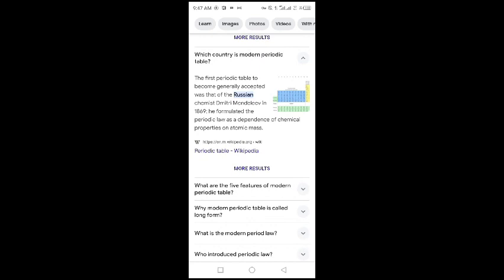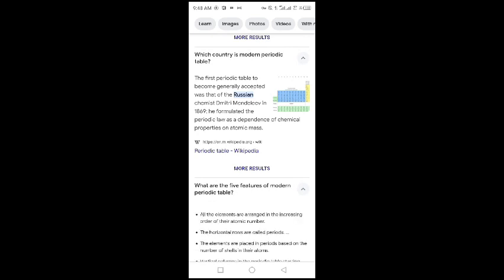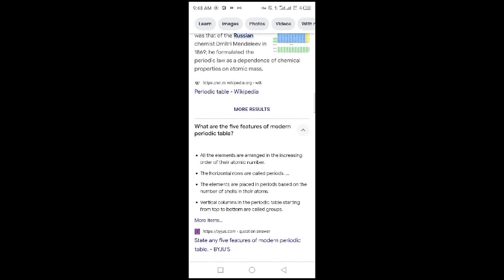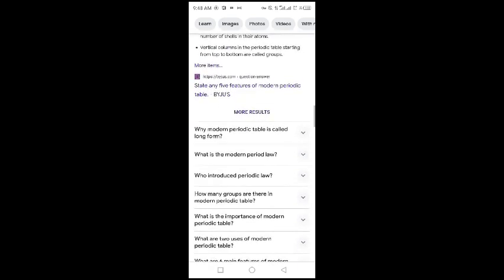What are the 5 features of modern periodic tables? Modern periodic table के 5 features बता रहे हैं। इसके 5 features हैं. All the elements are arranged in the increasing order of their atomic number. The horizontal rows are called periods. The elements are placed in periods based on number of shells in their atoms. Vertical columns in periodic table starting from top to bottom are called groups.